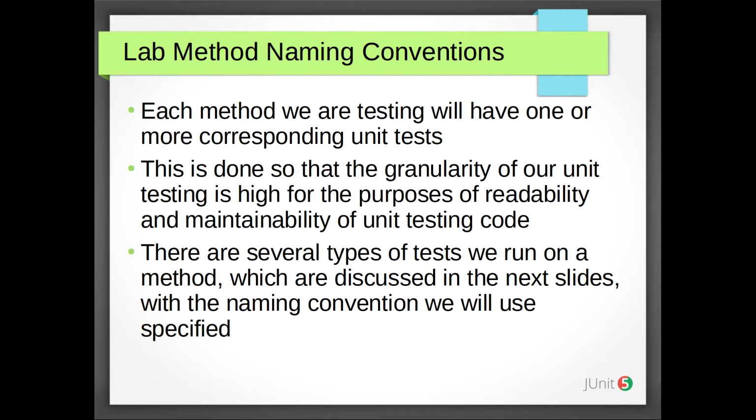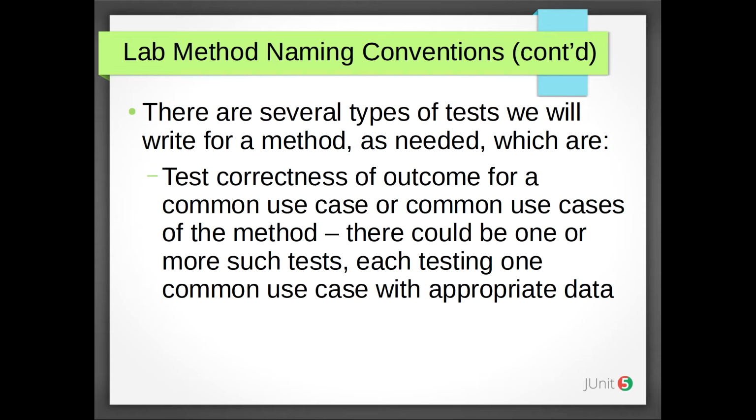Each method we are testing will have one or more corresponding unit tests. This is done so that the granularity of our unit testing is high for the purposes of readability and maintainability of unit testing code. There are several types of tests we run on a method, which are discussed in the next slides, with the naming convention we will use specified.